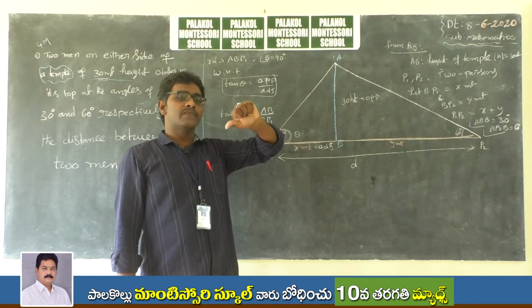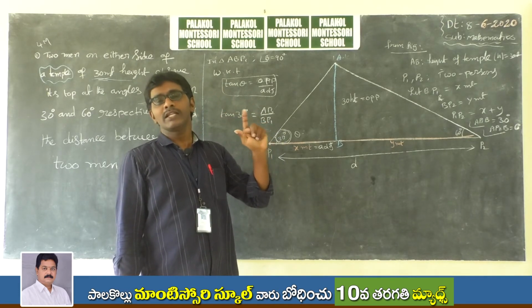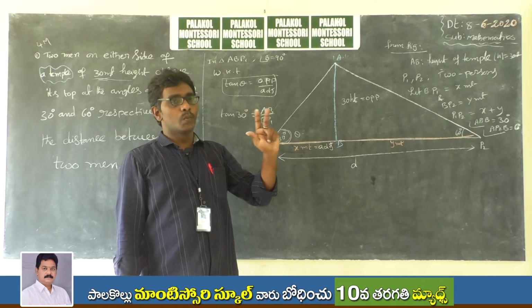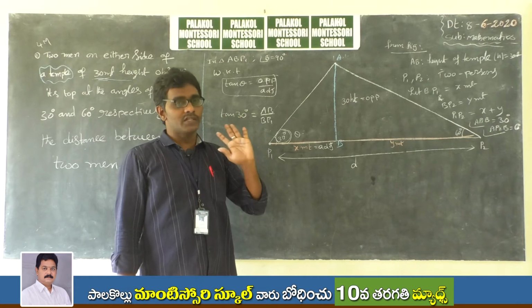Tan 0 degrees value is equal to 0. Tan 30 degrees value is equal to 1 by root 3. Tan 45 degrees value is 1. Tan 60 degrees value is root 3. Tan 90 degrees value is infinity.